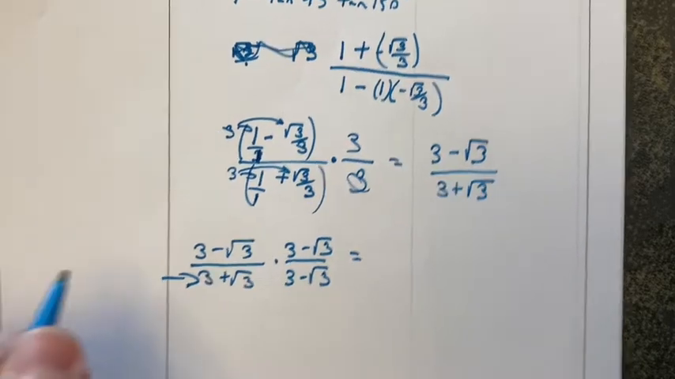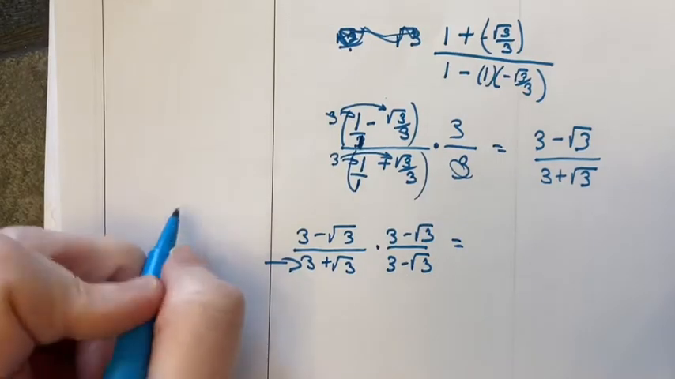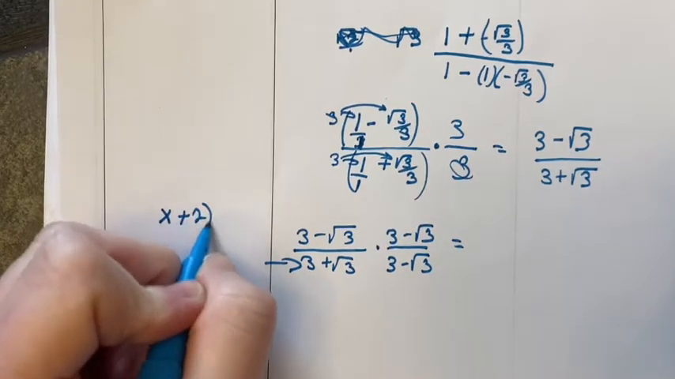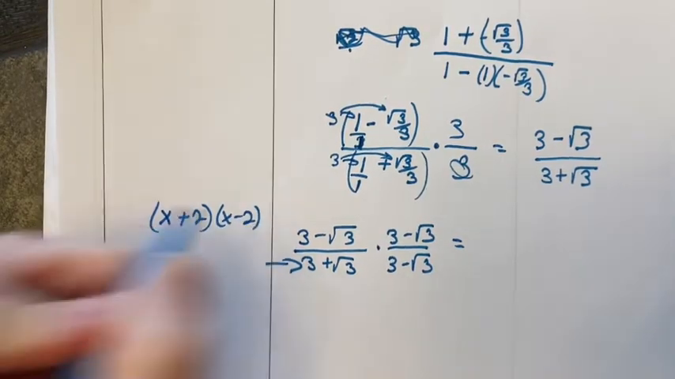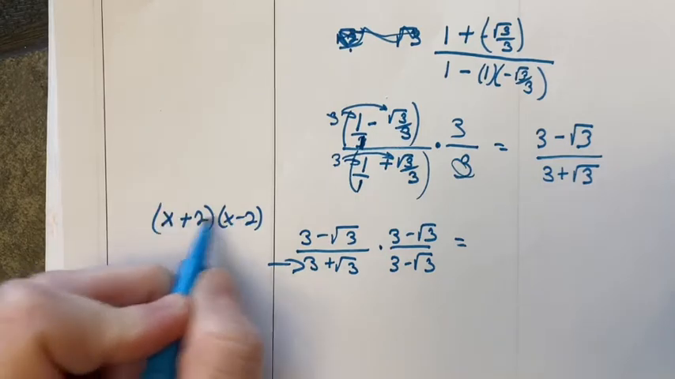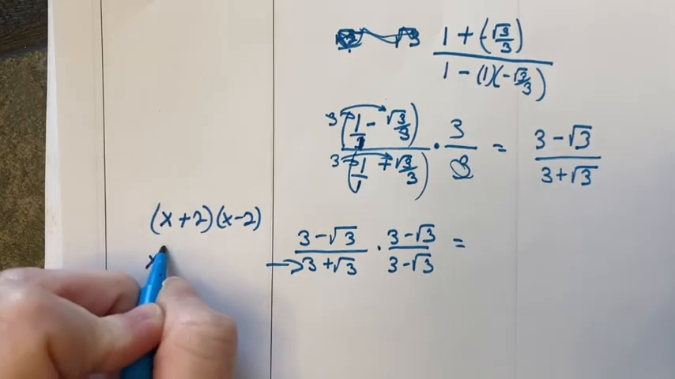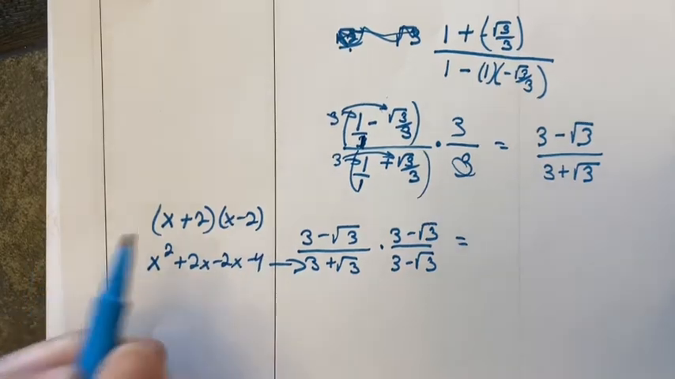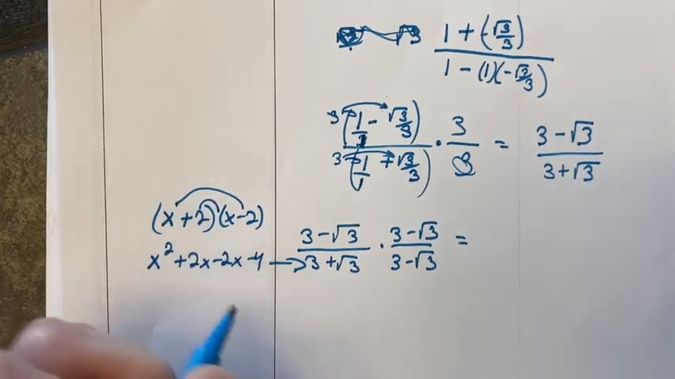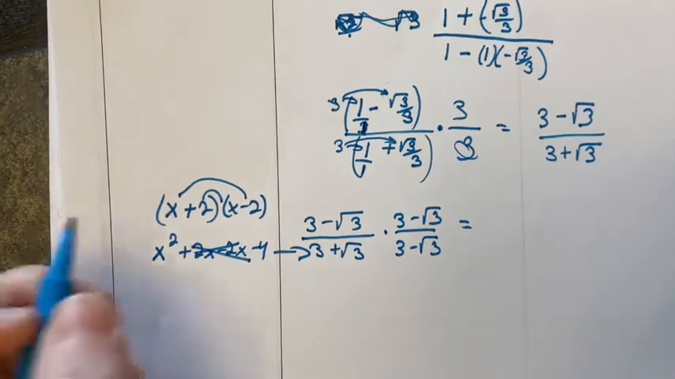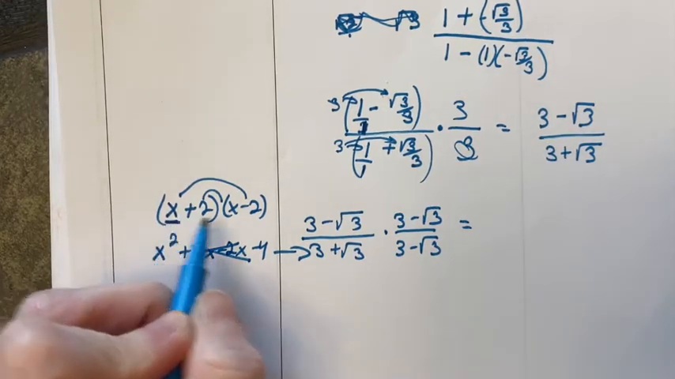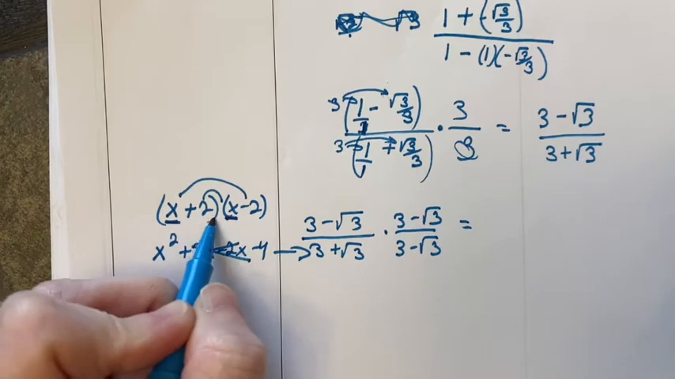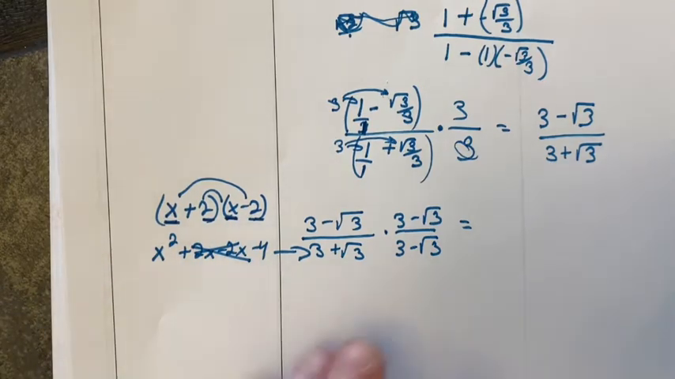So if you remember, if you multiply by a conjugate, I'm going to do something easy, like x plus 2 times x minus 2. So what happens is when I distribute everything, I get x squared plus 2x minus 2x minus 4. These middle terms will always cancel out. So really all I'm multiplying together are the first two and the last two, because everything else will cancel out.